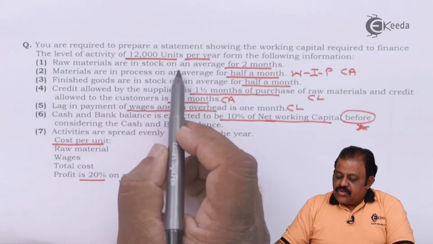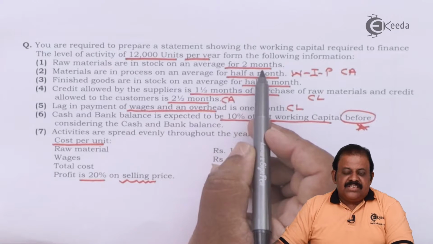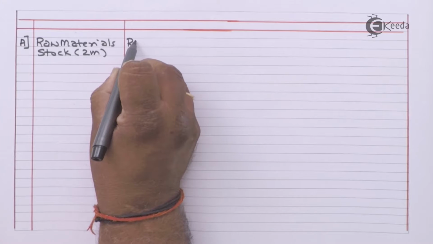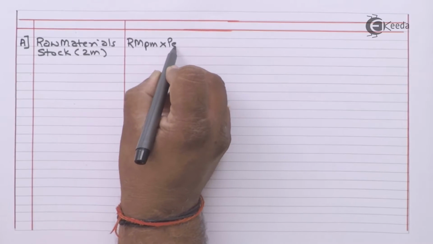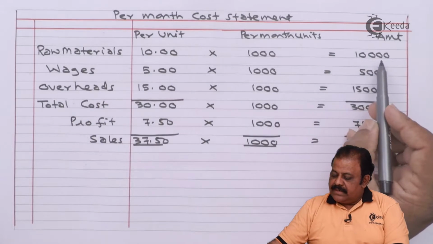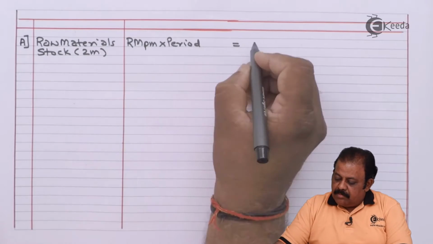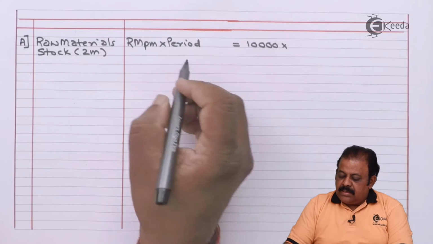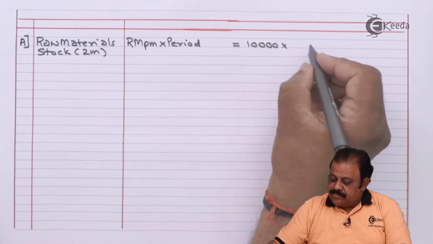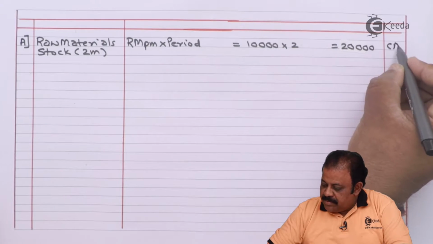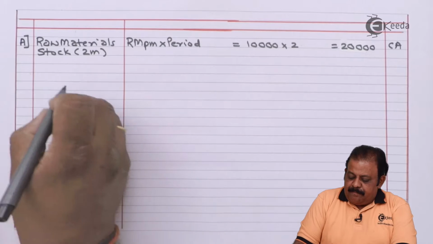Raw material is in stock on an average for 2 months. Raw material per month 10,000 multiplied by period 2 months. This will be current asset.